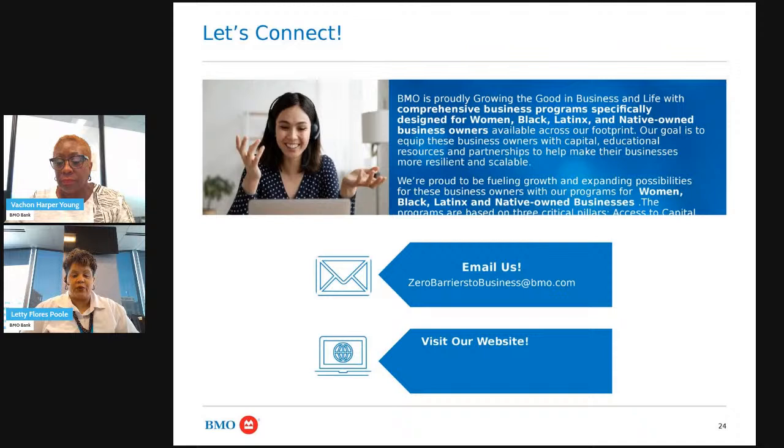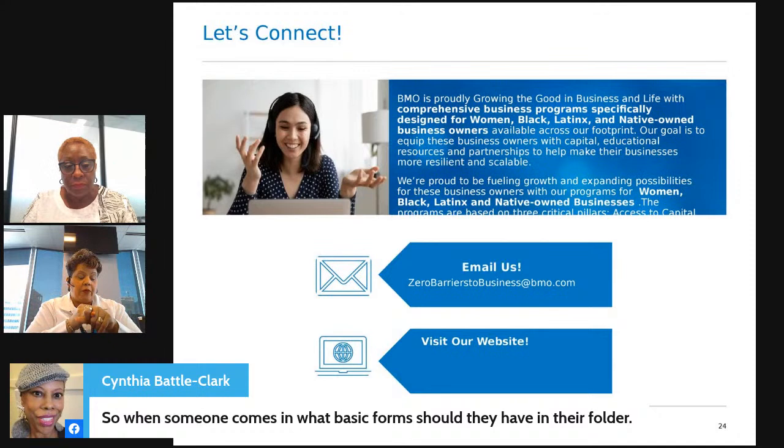So when someone comes in, what basic forms should they have in their folder? Well, it depends on what kind of business you have and what stage you're at, right? I mean, minimally, have you been incorporated? So if you're coming to start a relationship with the bank, have you been incorporated? Do you have your tax ID, right?